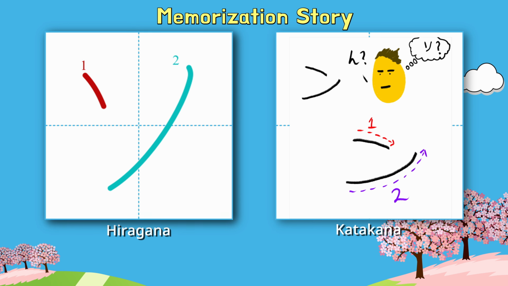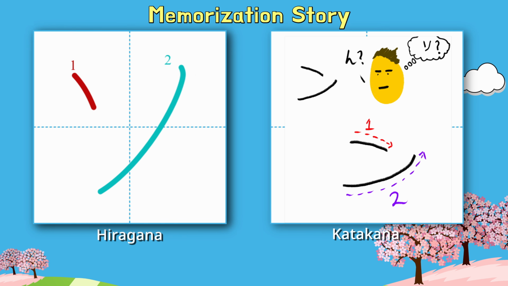Isn't that the same as this one? Well, no. N is more horizontal, with so being more vertical. So do you get it now?